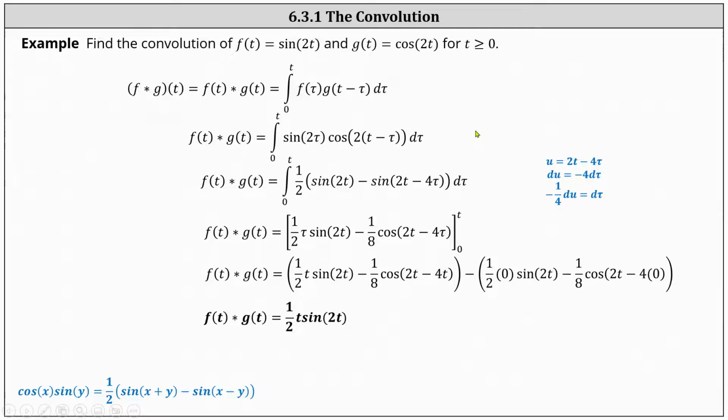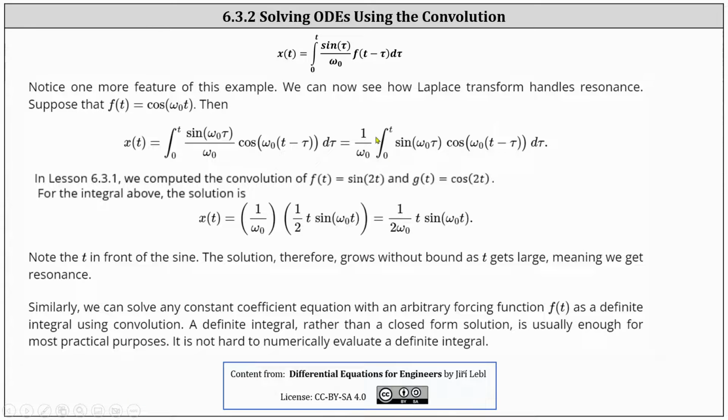So going back to our lesson, when we have a fraction of 1 over omega sub 0 in the front and 2 is equal to omega sub 0, we have x of t equals 1 divided by omega sub 0 times 1/2 t sine of omega sub 0 t, which we can write as 1 over the product of 2 and omega sub 0 times t times sine of omega sub 0 t. Notice the t in front of the sine. The solution therefore grows without bound as t gets larger, meaning we get resonance.